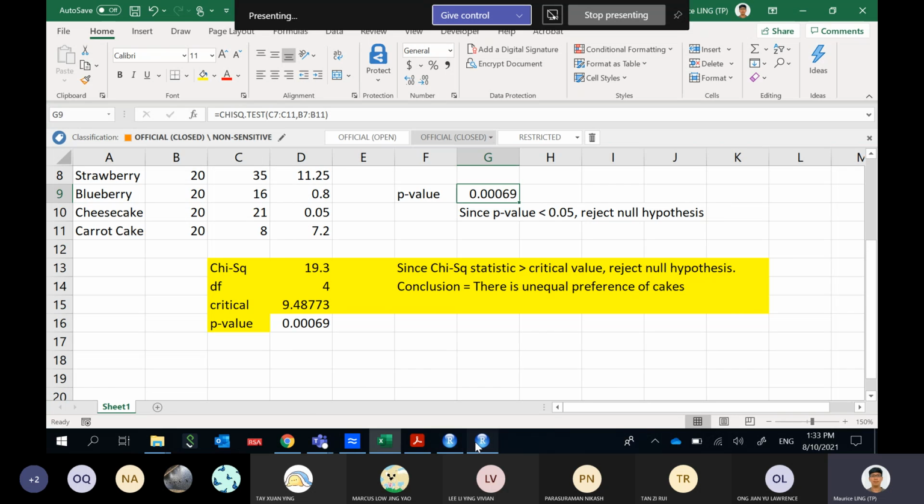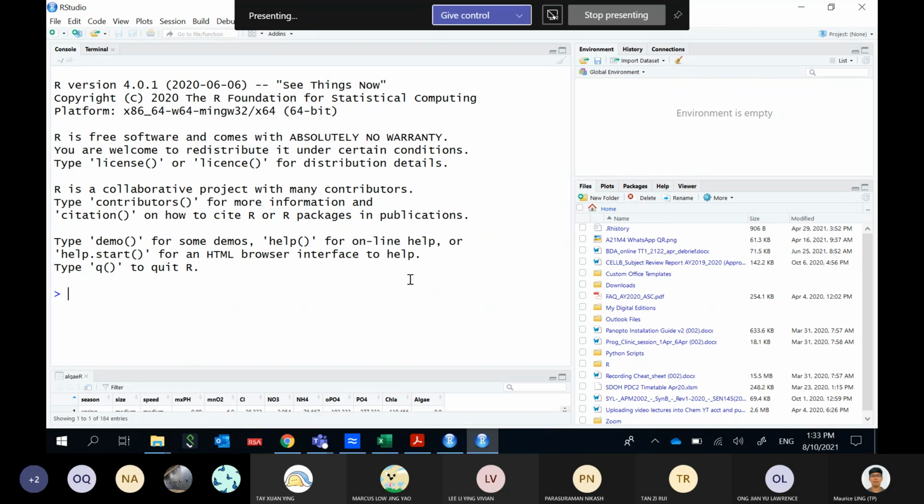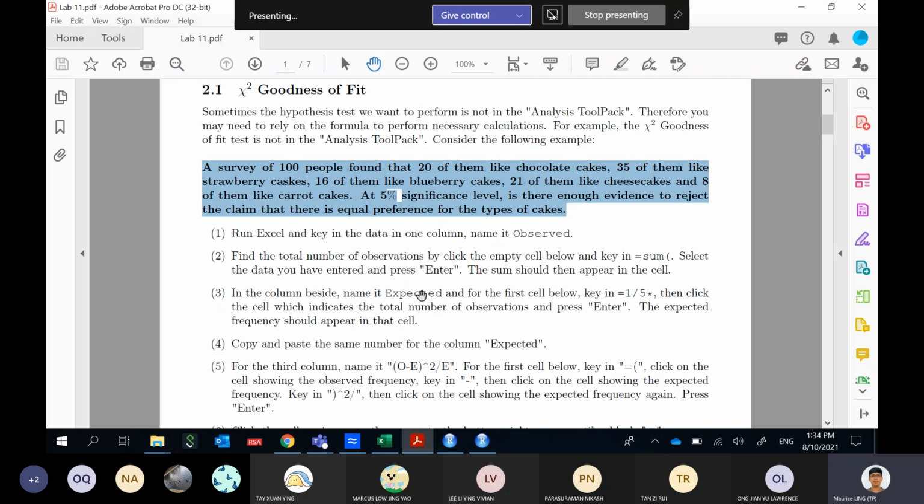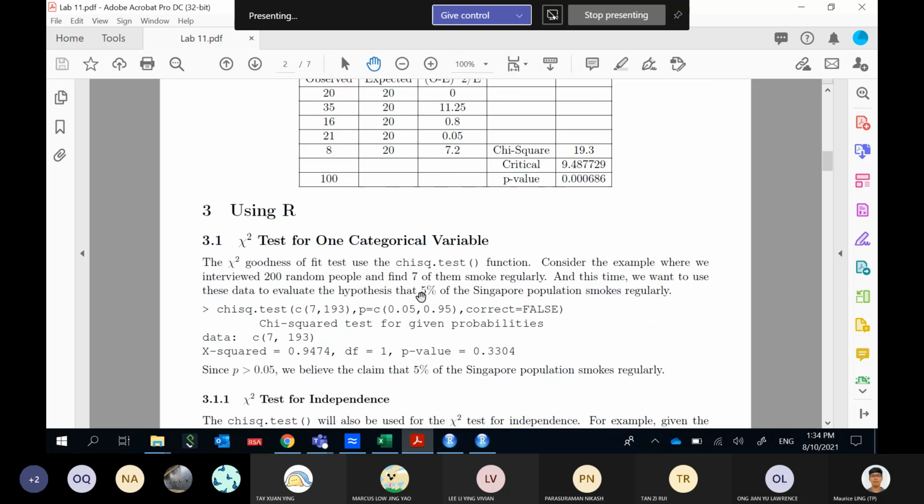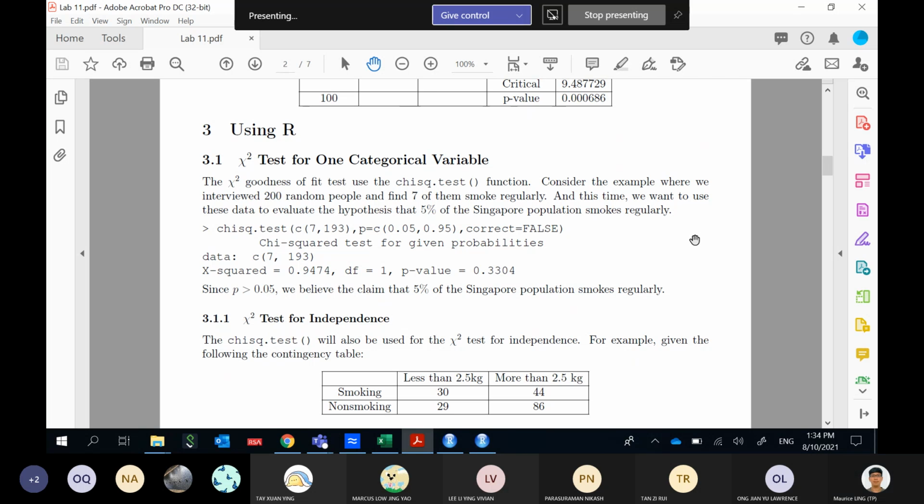All right, so let's come back to our R here. If this is the question that we have in R, part 2. Okay, so this is the question. Example: you interviewed 200 random people and find that 7 of them smoke regularly. You want to test the hypothesis that 5% of Singaporeans smoke regularly. How do you do that?